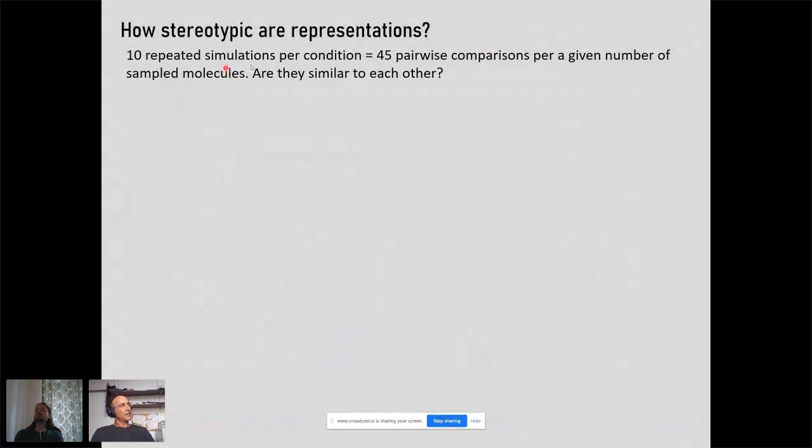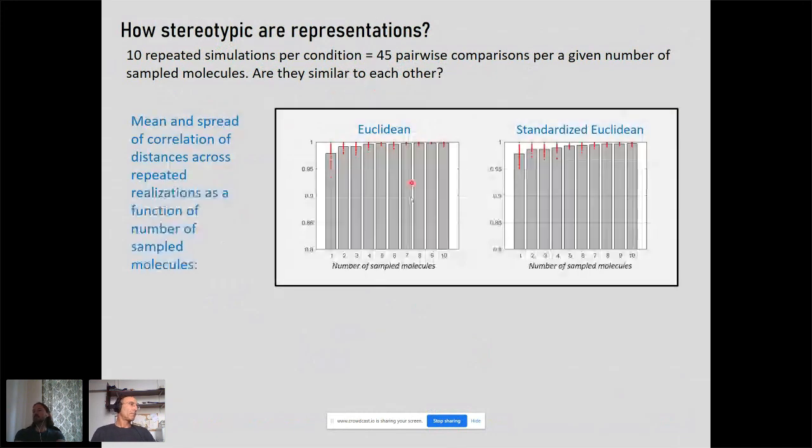In this case, it's actually a very small simulation, just because I didn't think there was a need to do more. So I have 10 repeated simulations per condition, where I repeatedly sample these tuning functions. This means that we have 10 by 10, so we have 45 unique pairwise comparisons. And the question is whether they are similar to each other. So we compare all these 45 pairwise comparisons over the repeated realizations.